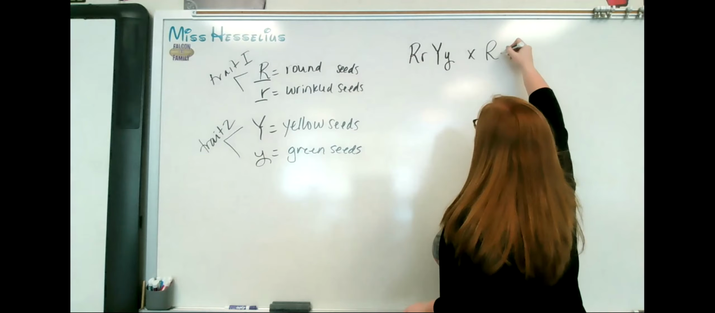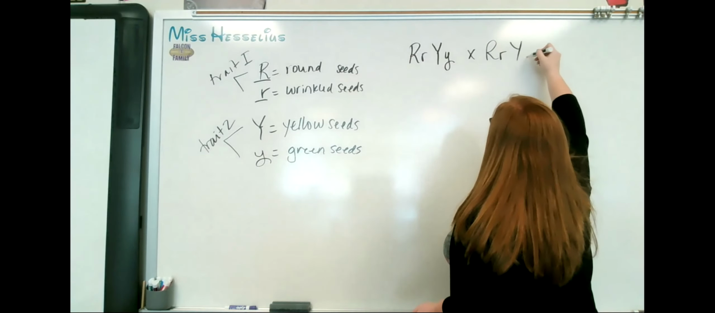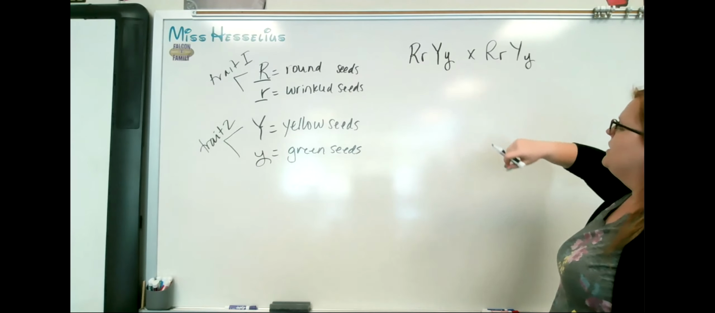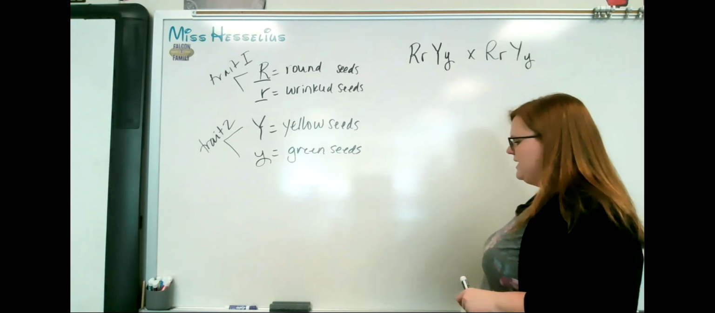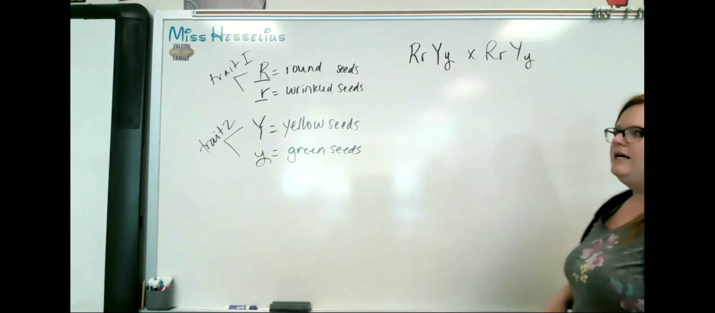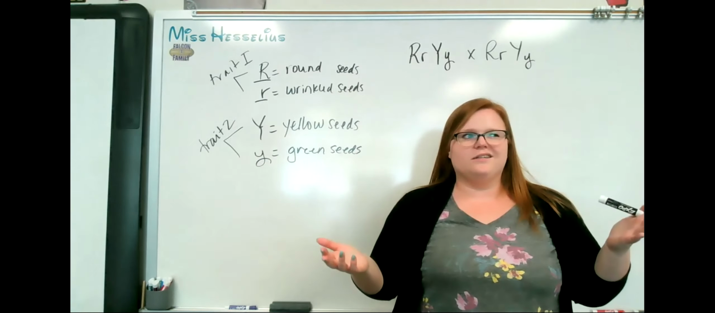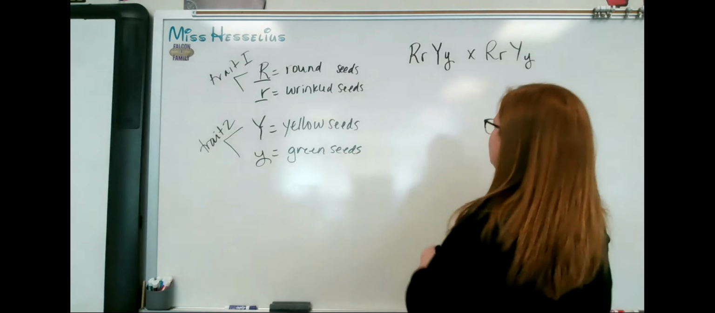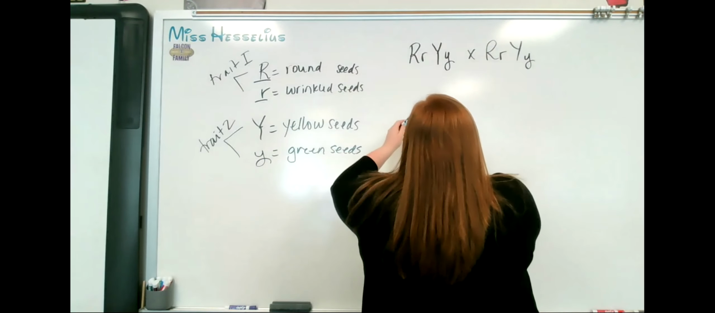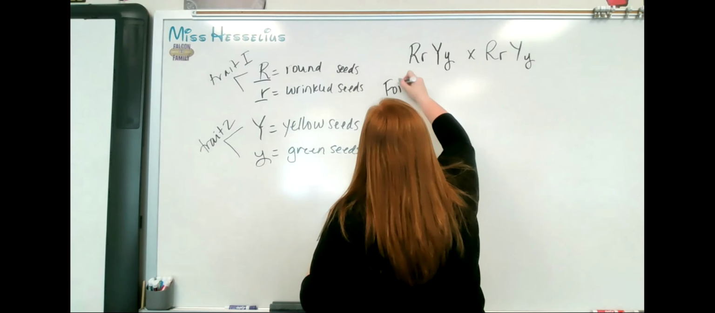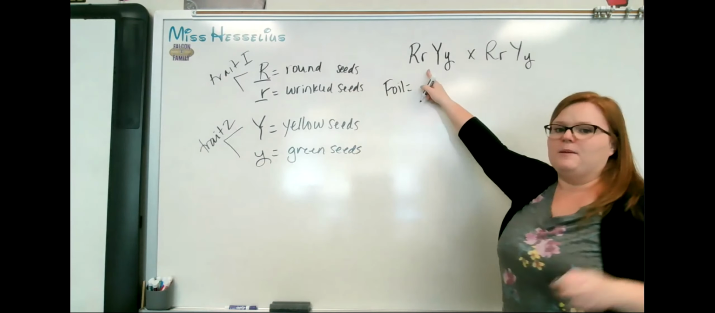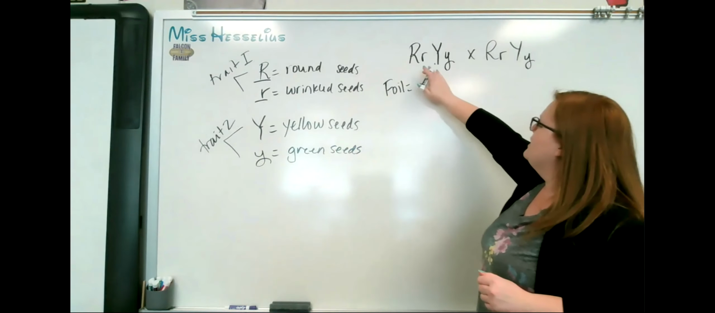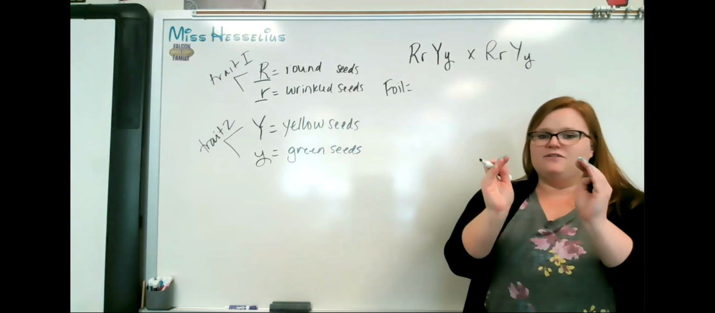So if we're crossing 2 heterozygous parents, that means they're heterozygous for both traits. I'm going to show you how to do the big 16 box Punnett square first, and then I will show you the faster version, the fraction method, maybe easier for some of you who like fractions. The first thing you have to do is FOIL your genotype. Because both parents have the exact same genotype, I'm only going to do it once. But if you had 2 different genotypes, you'd have to FOIL each individual parent's genotype.